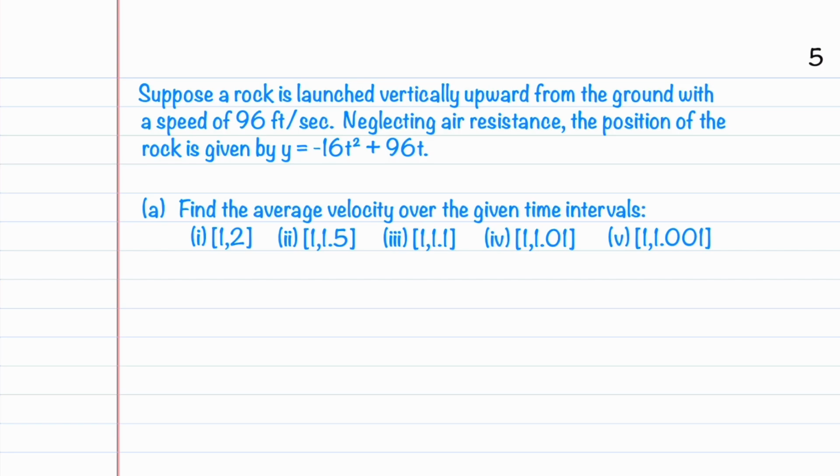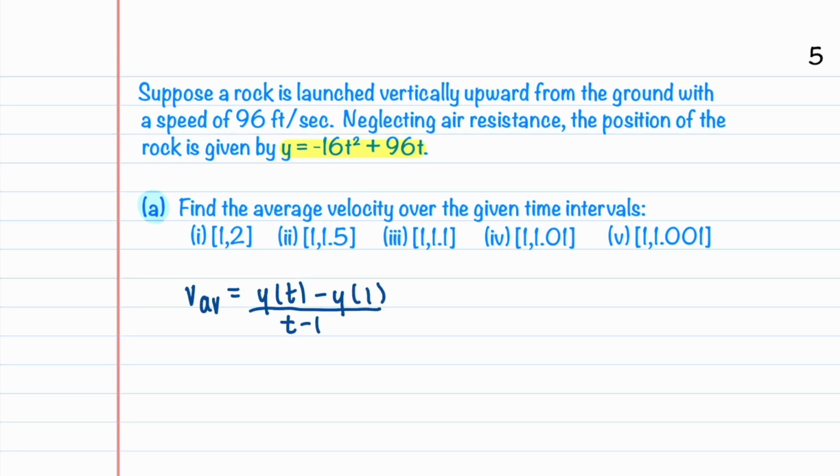Since we had to continue onto this page, I've rewritten the problem just to make things easier. Let's highlight that this is what y is going to equal, because we're going to need that. We're going to start with part A. We've already talked about it, so we know what we're going to do. Let's write down our formula from the previous page. We found that the average velocity was y at t minus y at 1, all divided by t minus 1.